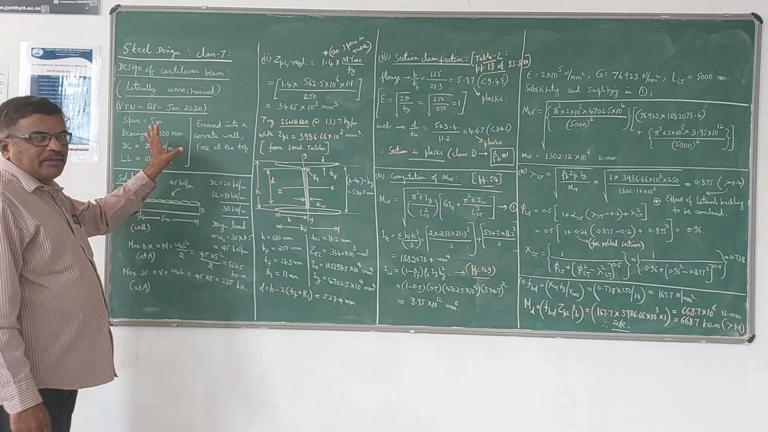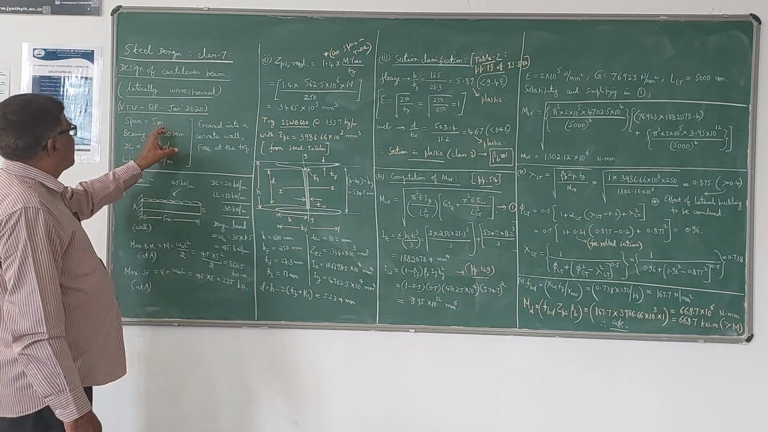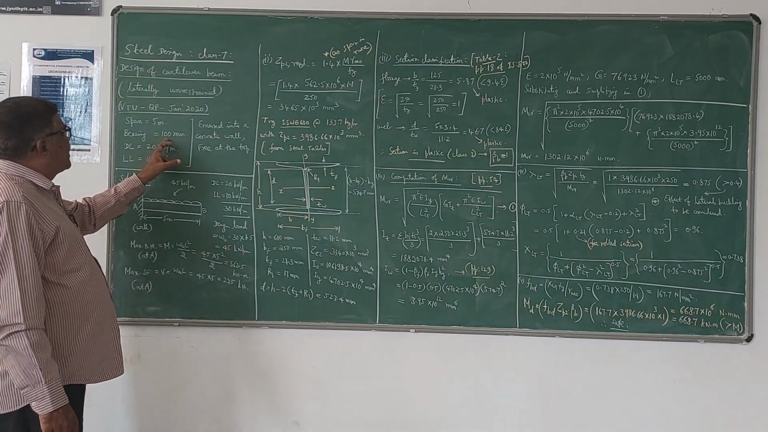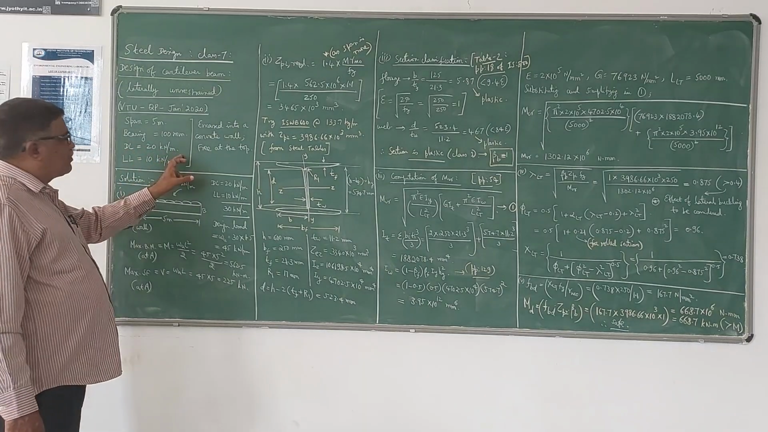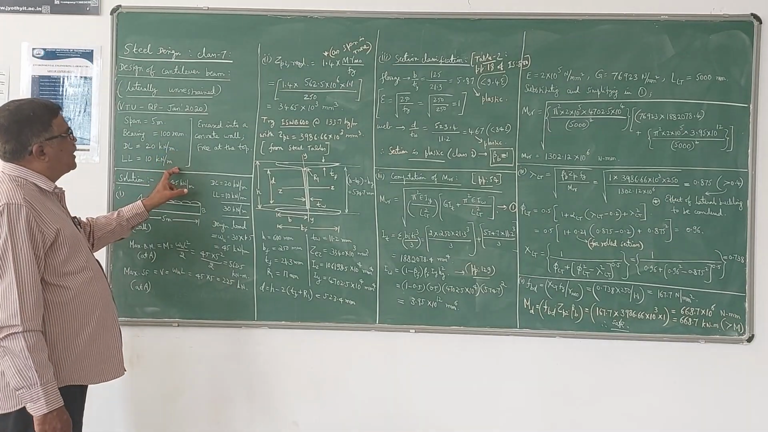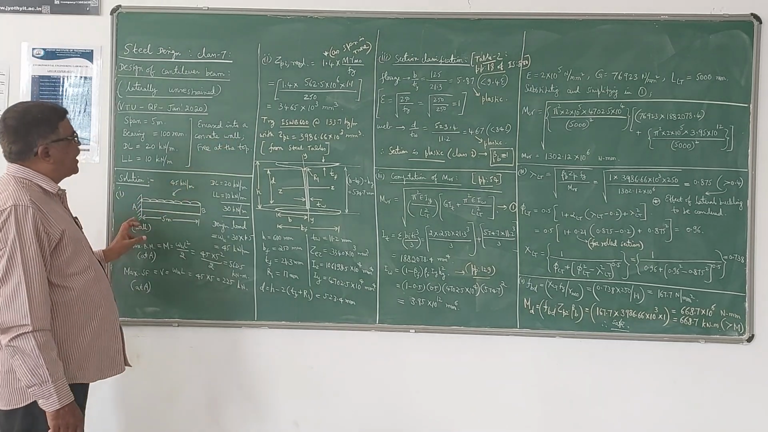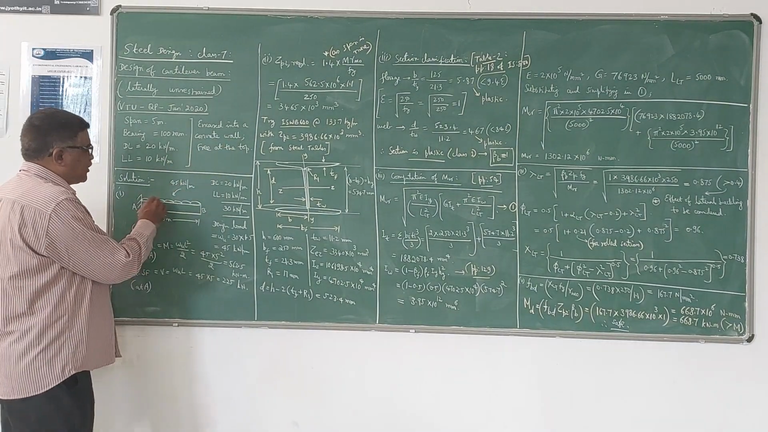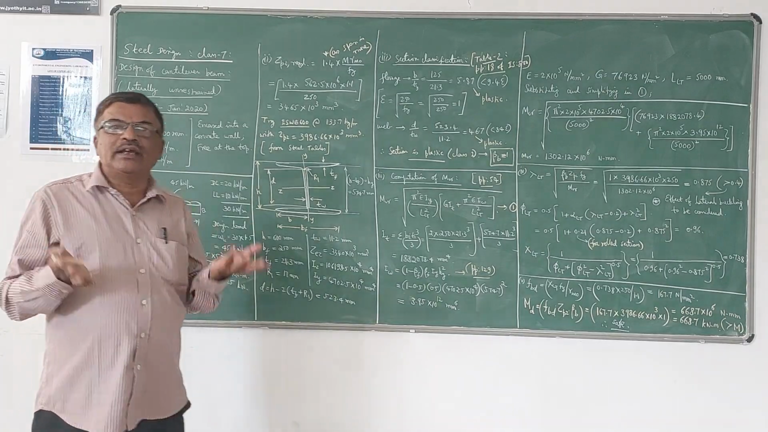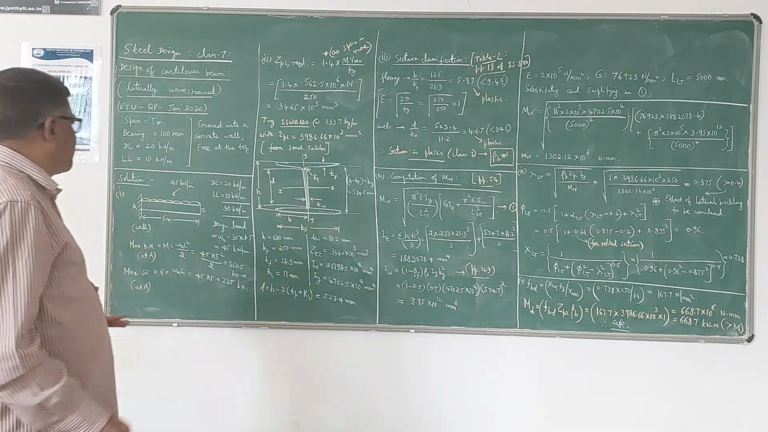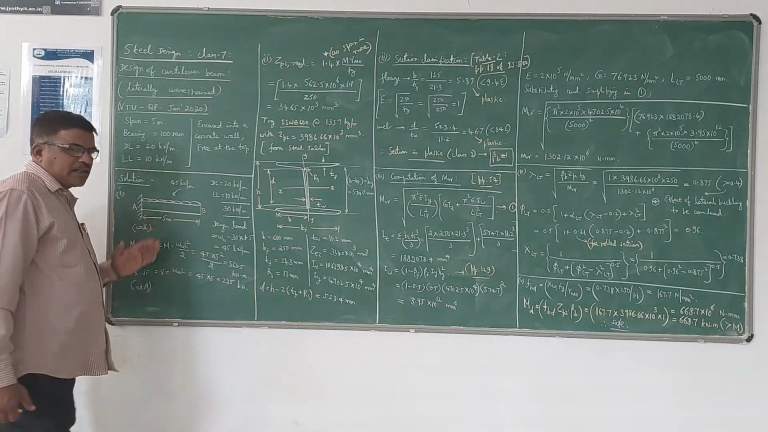The data given is like this: span of the beam is 5 meters, bearing width 100 mm, dead load 20 kN per meter, live load 10 kN per meter. The beam is encased into a concrete wall, that means it is fixed at one end and free at the top. Free at the top means it is laterally unrestrained or unsupported. That is the meaning. So the solution looks like this.